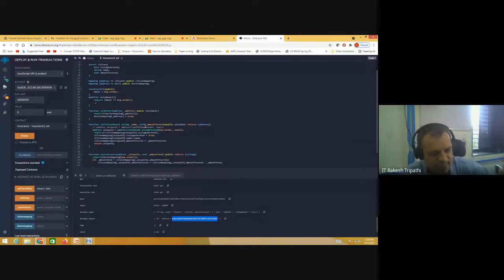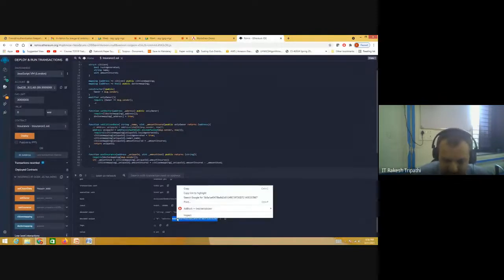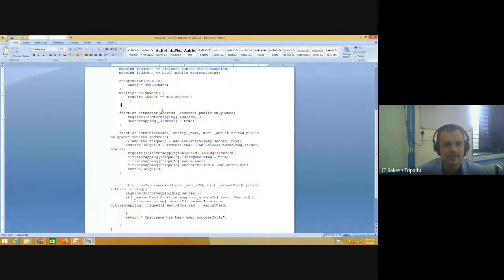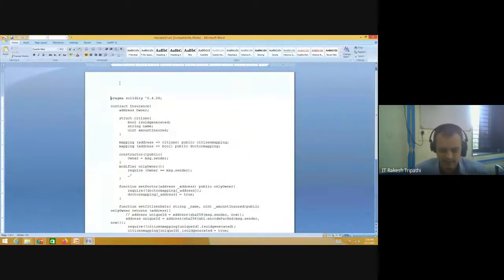And what we are doing: whenever I'm creating a client, I'm doing a hash of the message sender. Who is the sender? The sender is the one who has deployed the contract, the insurance company. So his address and the timestamp, that hash is converted to an address, typecasting kind of thing, and then this is assigned as a unique ID. So this is the customer ID. Let us save it somewhere.